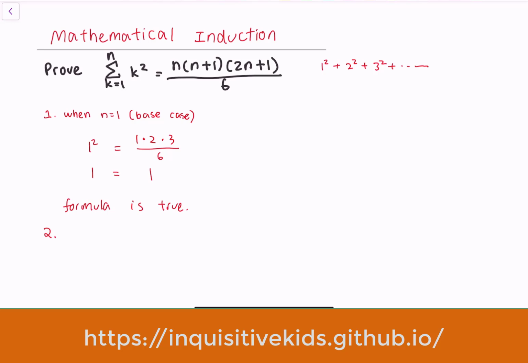Now we're going to assume this formula is true for any positive integer value of n. So we're going to say that n is equal to a value. Let's call it a, and a is a natural number, because it's just a positive integer. Under this assumption, we're going to see if this formula will hold true when n is equal to a plus 1.